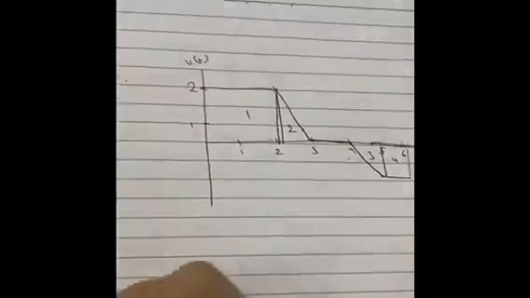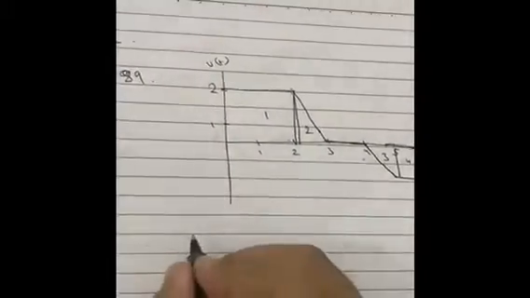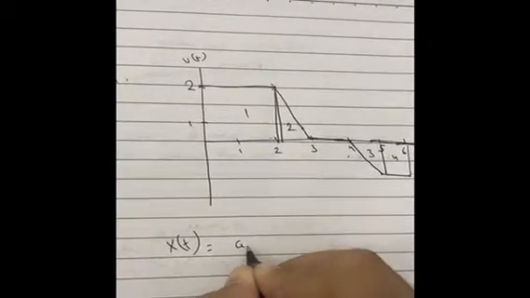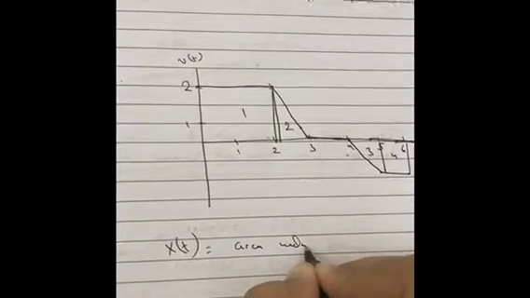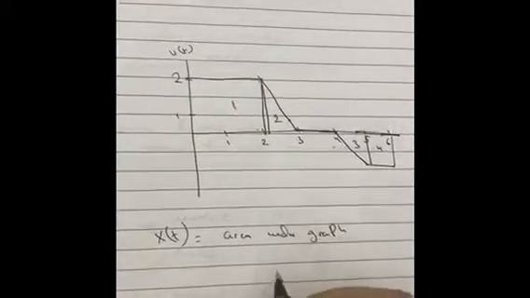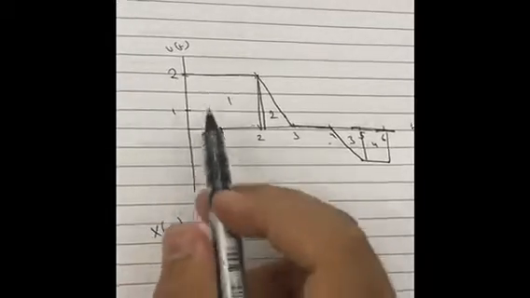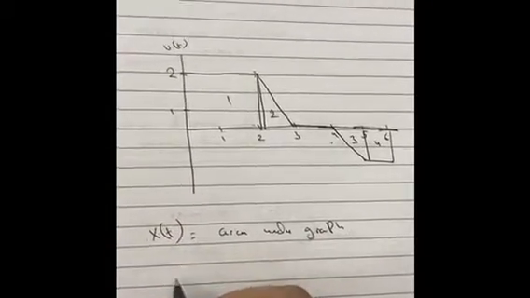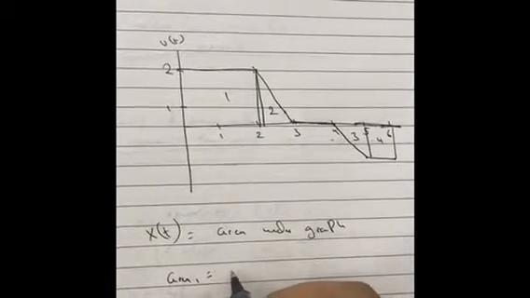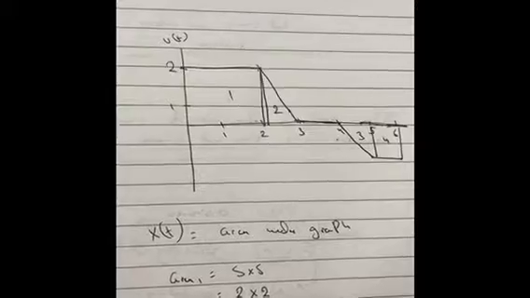Okay, and now we know that here x(t) is the area under the graph. Area 1 is the area of a square, side by side, so 2 times 2 equals 4.